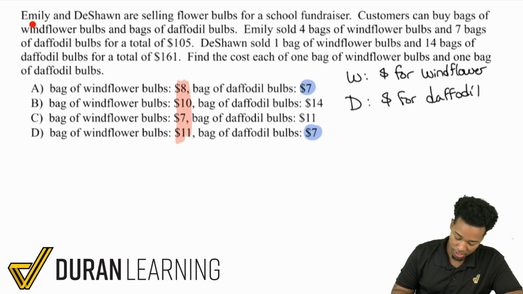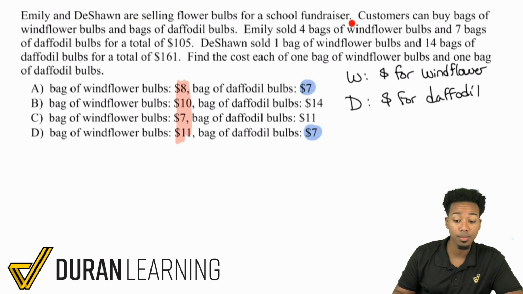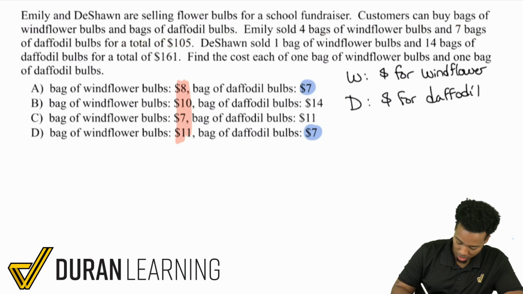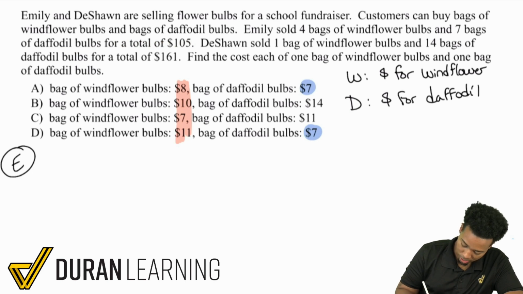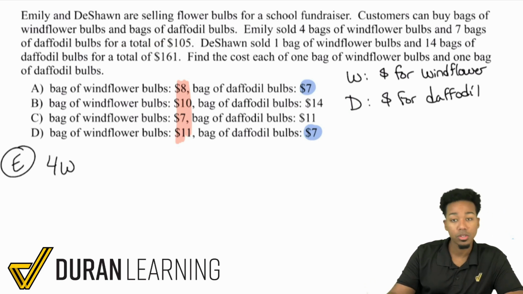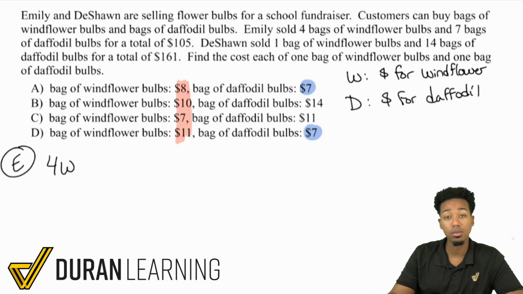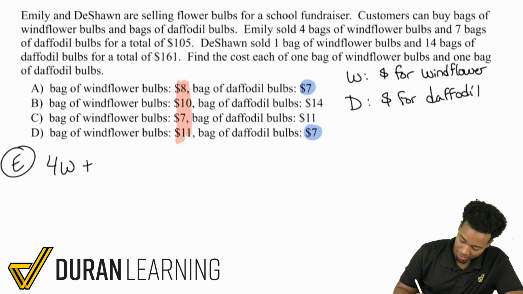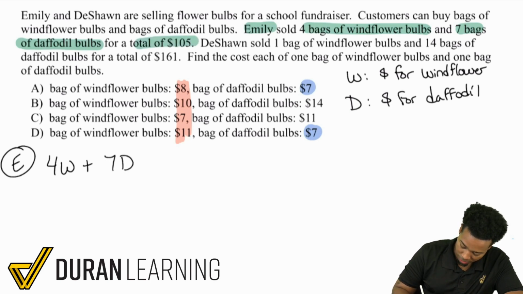Over here, we see that Emily and Deshawn are selling flower bulbs for a school fundraiser. Customers can buy bags of windflower bulbs and bags of daffodil bulbs. Emily sold 4 bags of windflower bulbs and 7 bags of daffodil bulbs for a total of 105. So to get that total cost would be 4 times W, because W is the cost. Then you add that with the daffodils. So 4W plus 7D equals a total of 105.